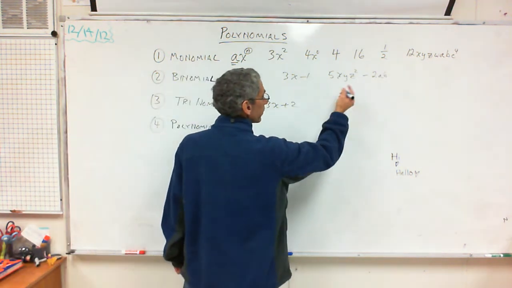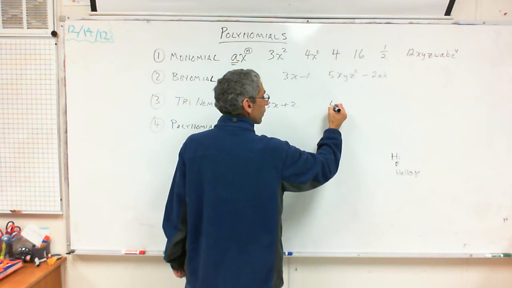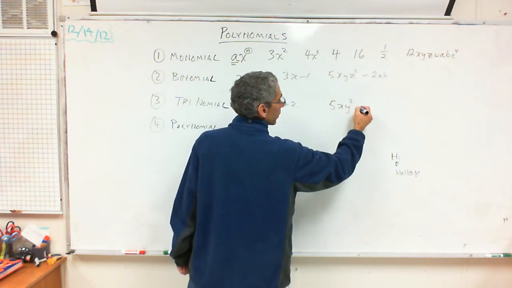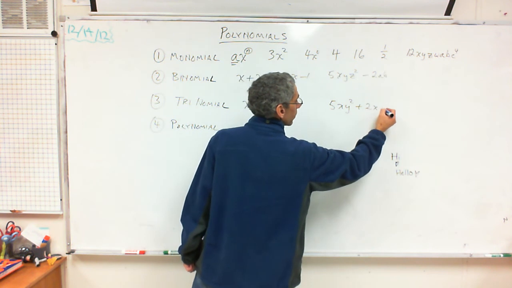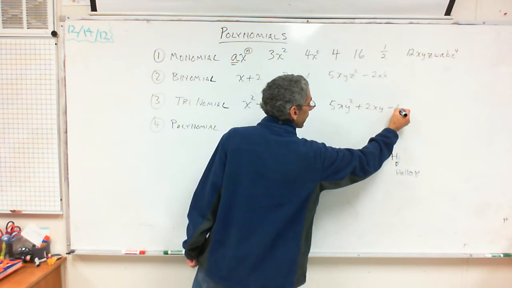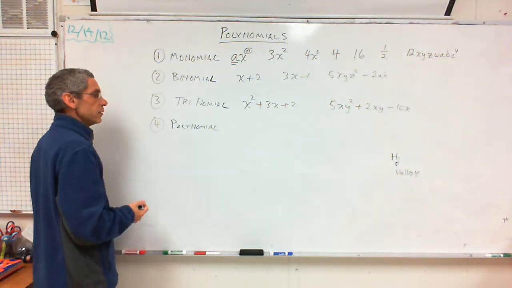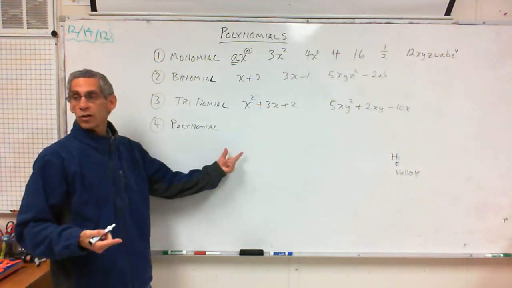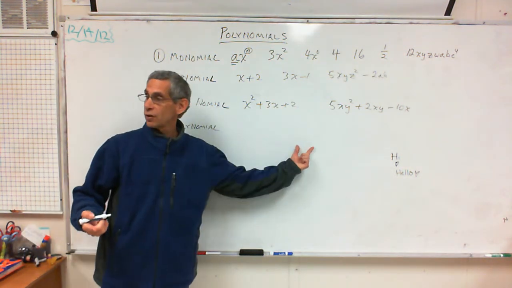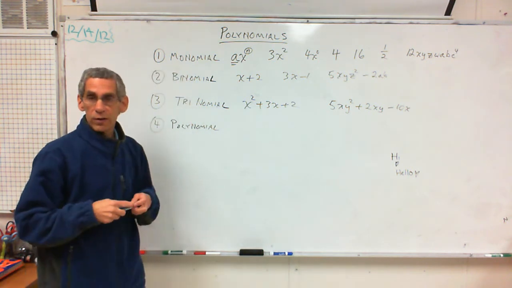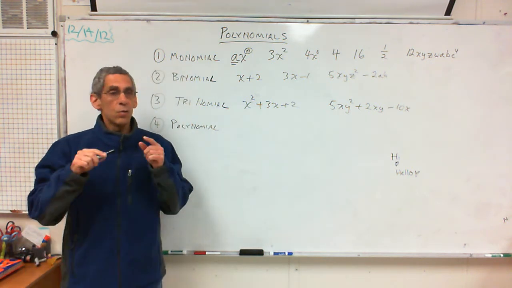Okay, you can see it in all different ways. You can do 5xy squared plus 2xy minus 10x. You could see something like that. A polynomial would be 4 terms, right? Or 5 terms, or 6 terms. Okay, so that's pretty straightforward. You guys all remember this from yesterday.